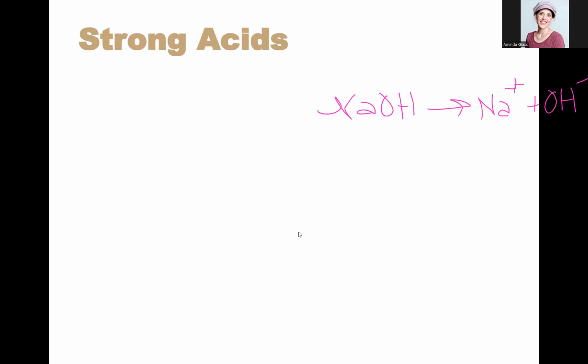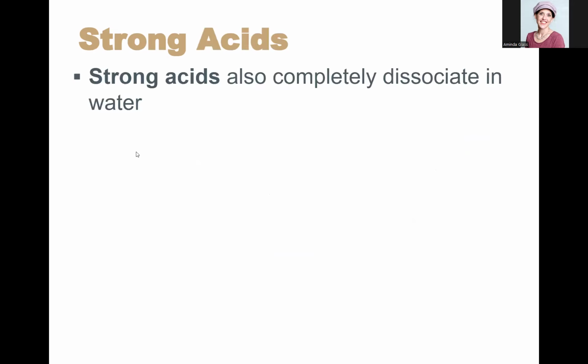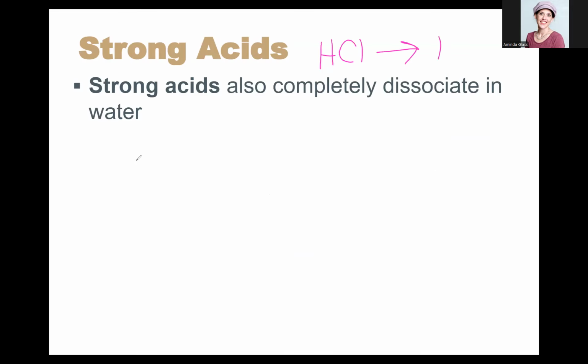Strong acids, you can't just look at the periodic table and say these elements make a strong acid. That's a little bit more complex than the strong bases. Strong acids also completely dissociate in water. So if we have hydrochloric acid, for example, if it's in solution, you're only going to find hydrogen ions and chloride ions. It completely breaks apart.